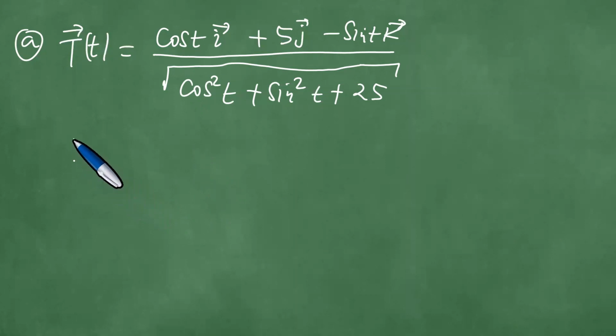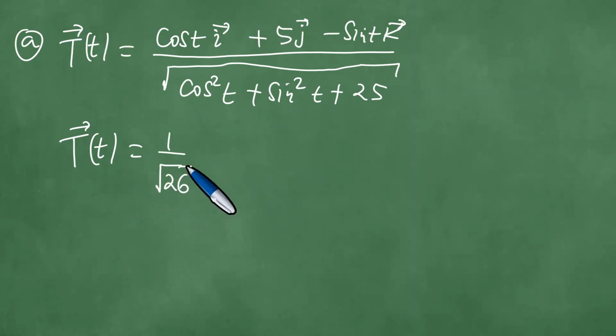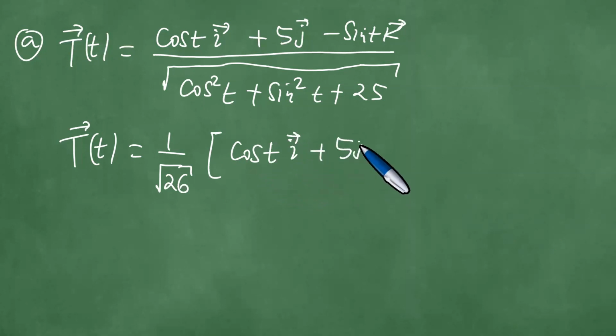Right, then it means that the vector T. Okay, now cosine squared plus sine squared is what? Is 1. So that you have 1 plus 25, which therefore becomes the square root of 26 into cosine t i plus 5j minus the sine of t k.